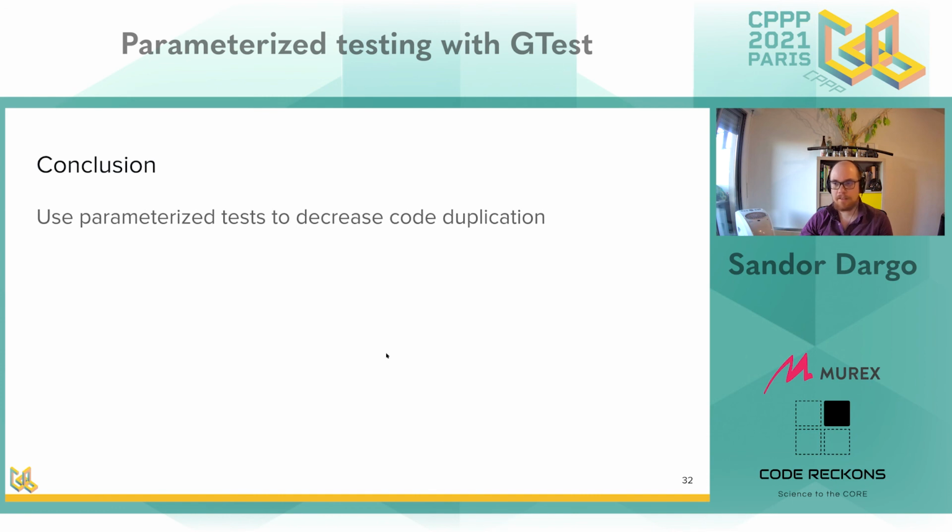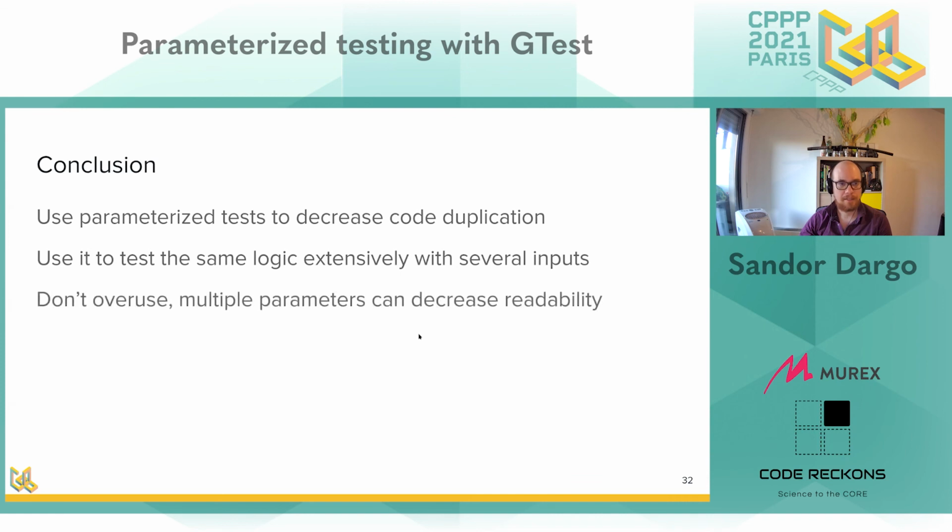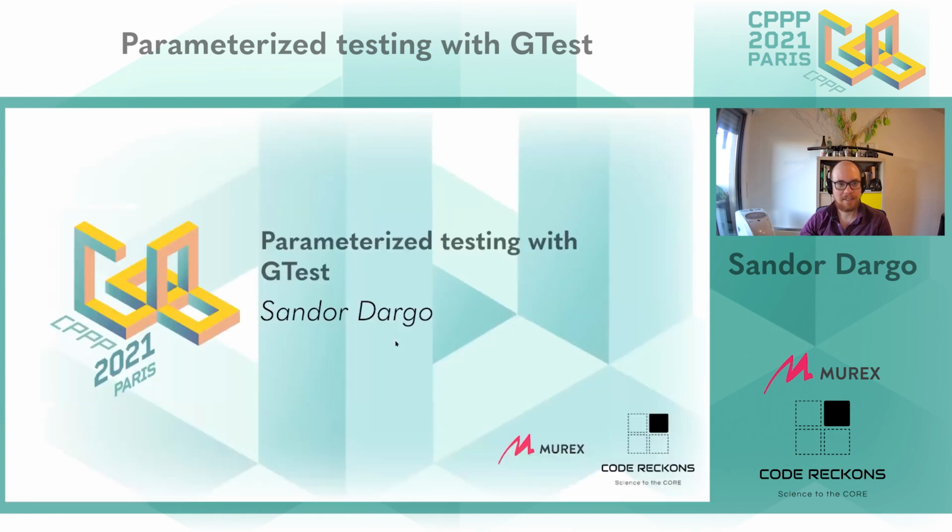Use parameterized tests to decrease code duplication. It comes in really handy when you have these cases, as we saw. And you can test the same logic extensively with many different inputs without any overhead, basically. But I would still advise you not to overuse it, because with multiple parameters you can decrease the readability of your test. So use it wisely. And thanks a lot for your attention.